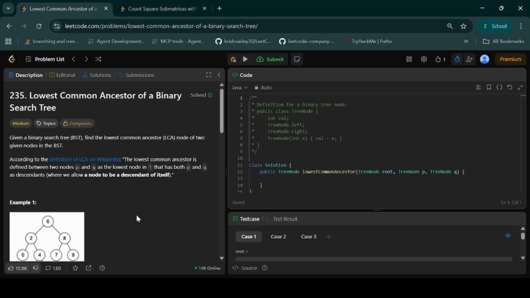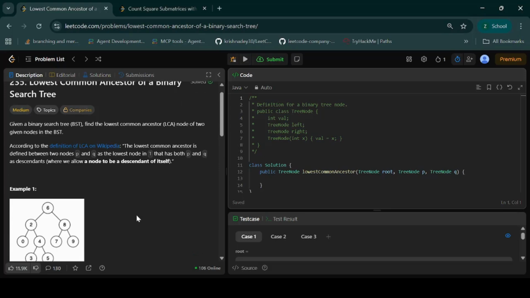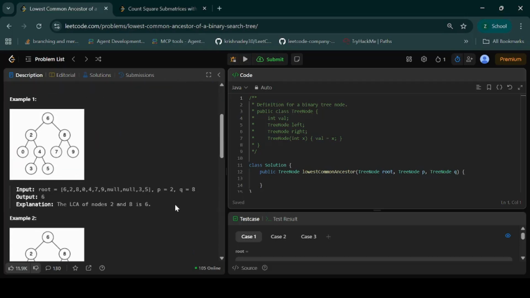So it's again a very good question based on tree. We are given a root node and two other nodes, and we need to find the lowest possible ancestor of both of these nodes. Like let's see at this test case, the two nodes given are 2 and 8, and the ancestor of these two nodes is 6. So we return 6. What the lowest means is we need to find the nearest possible ancestor.